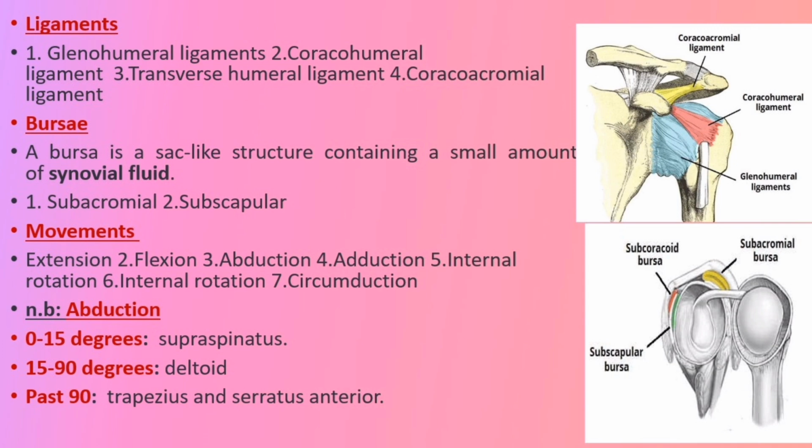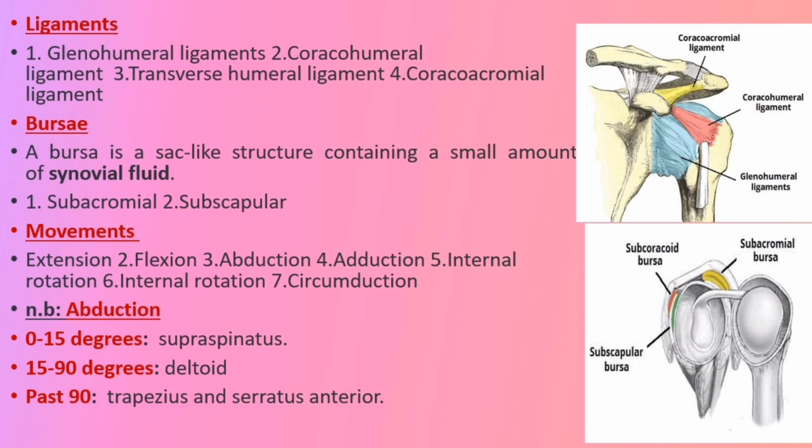Bursae. A bursa is a synovial fluid-filled sac, which acts as a cushion between tendons and other joint structures. There are several bursae present in the shoulder joint. Subacromial, located deep to the deltoid and acromion, and superficial to the supraspinatus tendon and joint capsule. It reduces friction beneath the deltoid, promoting free motion of the rotator cuff tendons. Subscapular, located between the subscapularis tendon and the scapula. It reduces friction on the tendon during movement at the shoulder joint.